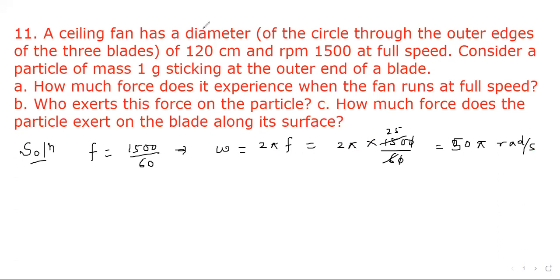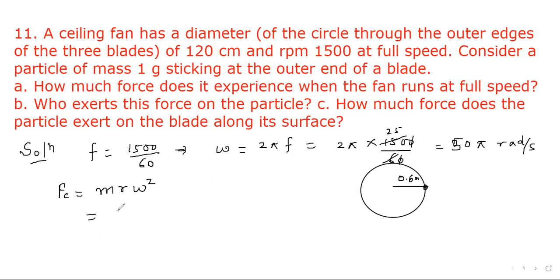Now there will be centrifugal force. So radius is given. Radius is 120. This is diameter, so 120 divided by 2. So 0.6 meter. Particle is here, so there will be force. So centrifugal force and centripetal force both will be equal. So let's write it as Fc, and that is given by m r omega square or m v square upon r.